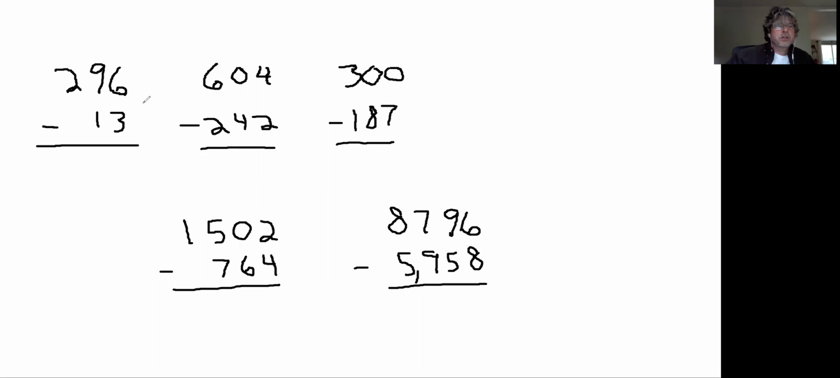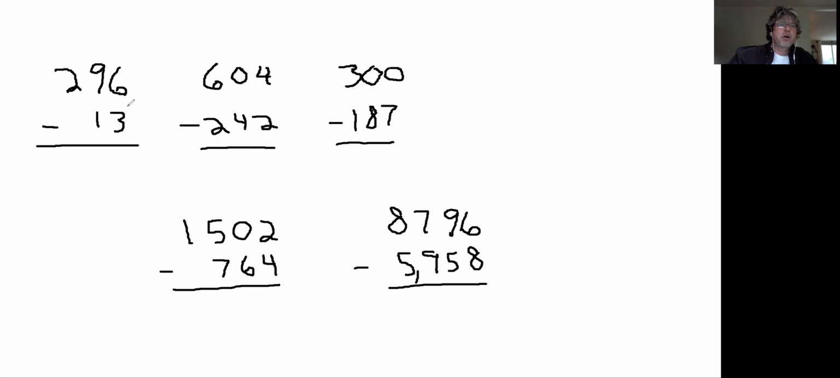So let's take a look at these subtraction problems and try to use place value thinking to solve them. Again, we're going to start with the ones place. So we have 296, take away 13. Again, we have 6 ones, take away 3 ones. We have 9 tens, take away 1 ten.